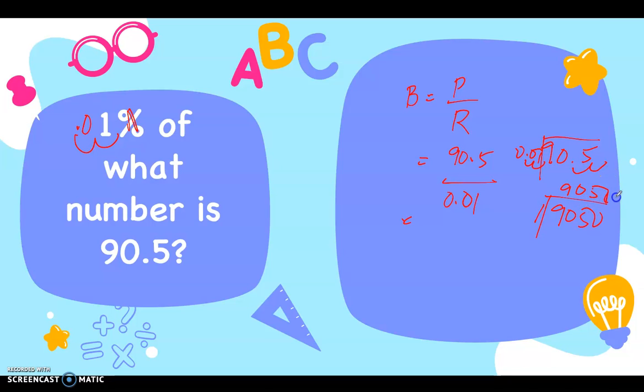And to recall our lesson about dividing decimals, when you divide by 0.01, you just have to move the decimal point of the dividend to the right, depending on the number of decimal places of the divisor. So since we have two decimal places here, it's 0.01, 1, 2, we also have to move 1, 2. So our answer is 9,050 for our base.